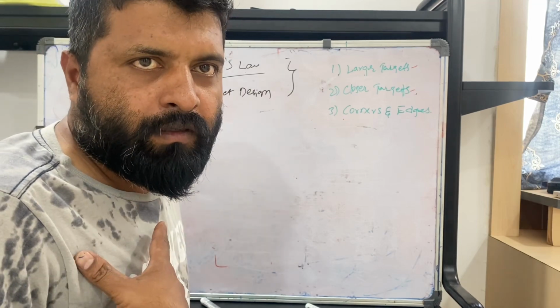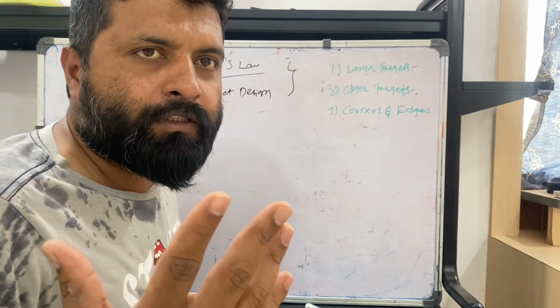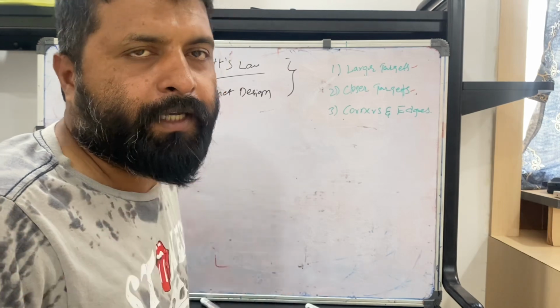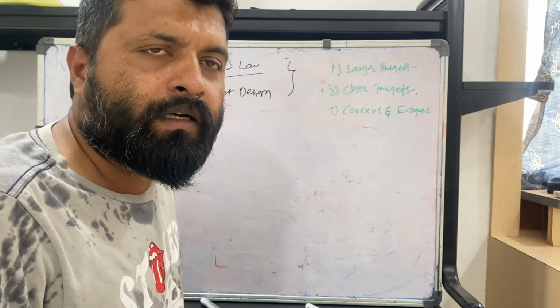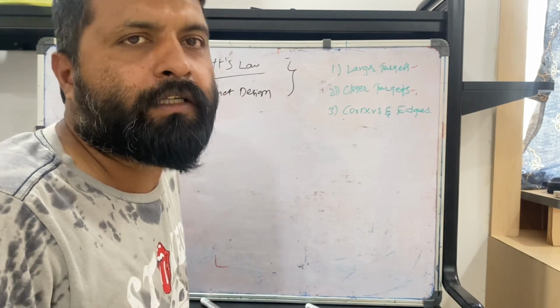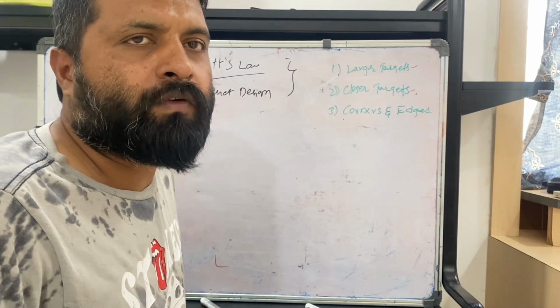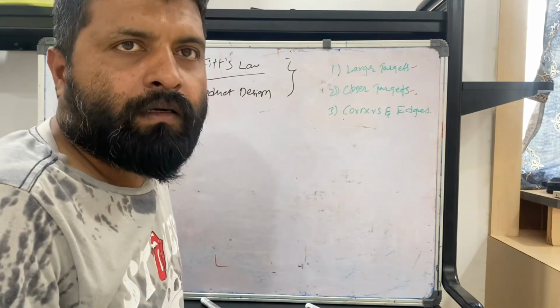I am a user, I go to any application, and if I want to complete any task, I have to use elements like buttons, links, icons, right? How can we place those elements in our application? That is what Fitts' law talks about.